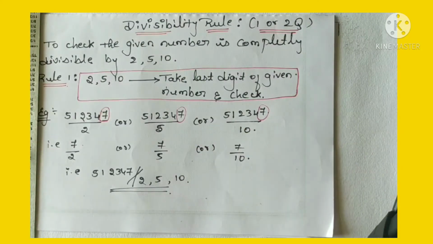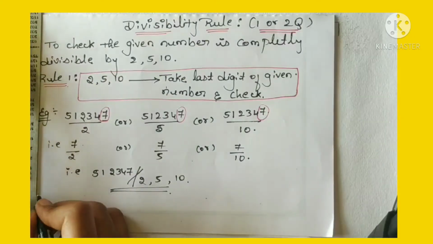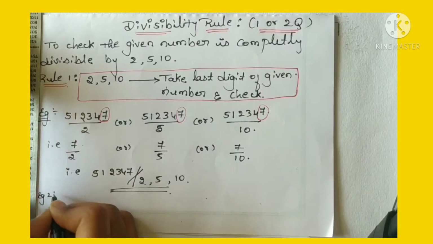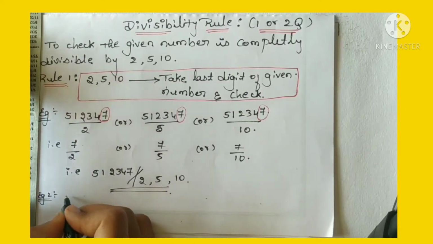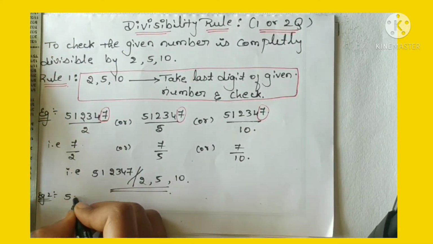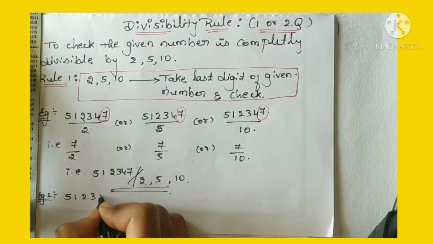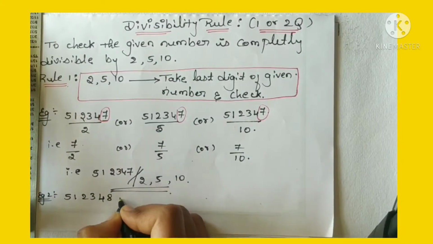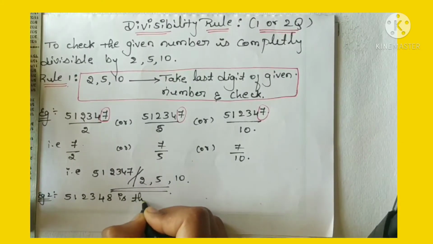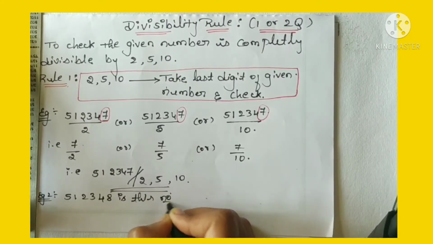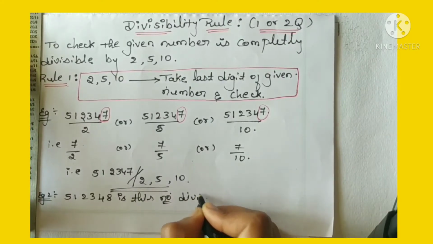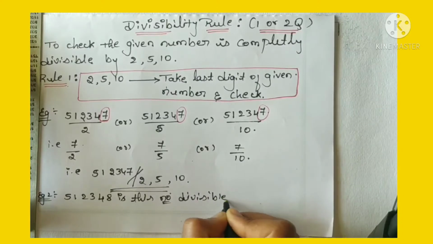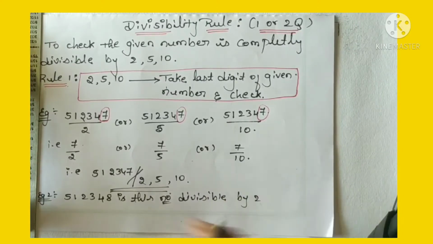Now for better understanding of this rule, I will give one more example. Example 2: 5 1 2 3 4 8. Is this number divisible by 2? We have to check.